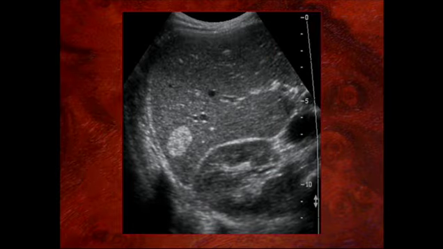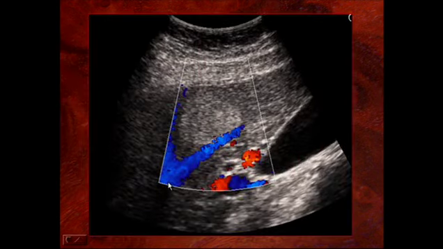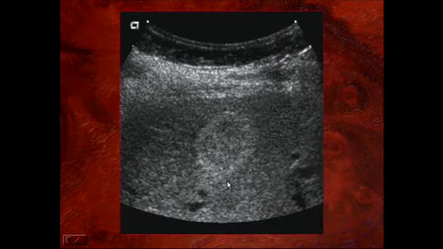So here's a typical hemangioma, a homogeneous, hyperechoic, well-defined lesion in the liver. On Doppler, they have very little, if any, detectable blood flow. This is the reverse target appearance, where you see a hyperechoic rim surrounding an isoechoic central component.